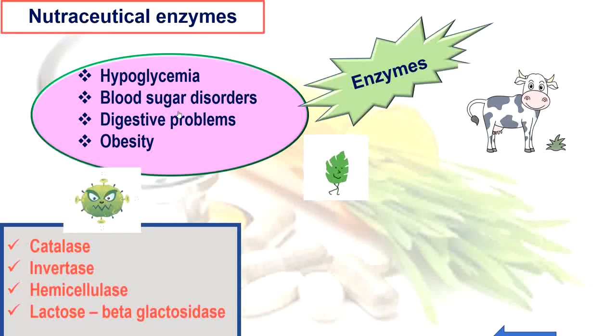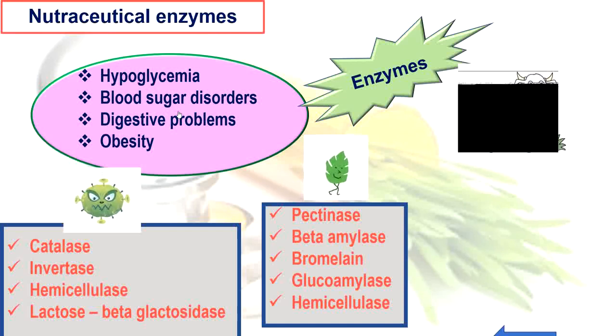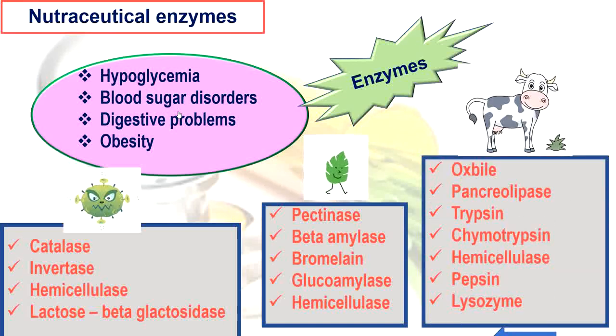When you take microbes, catalase, invertase, hemicellulase, lactase, and beta galactosidase are extracted from the microbes. Certain enzymes like pectinase, beta amylase, bromelain, glycoamylase, and hemicellulase are extracted from plants. And certain enzymes like ox bile, pancreolipase, trypsin, chymotrypsin, hemicellulase, pepsin, and lysozyme are extracted from animals.